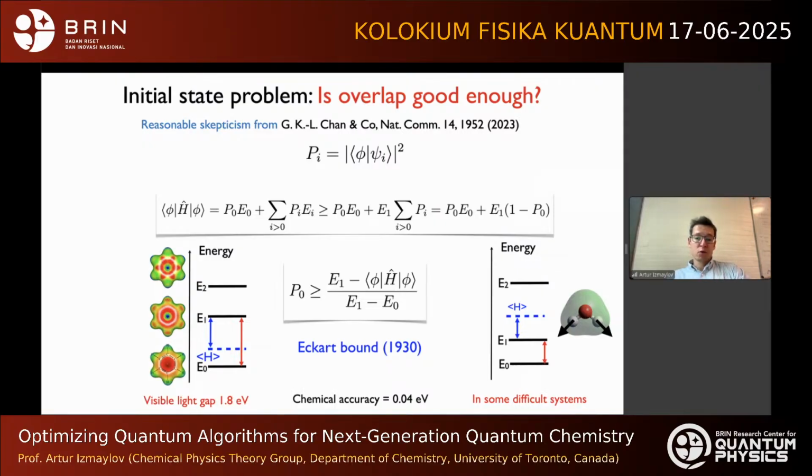And what this means is that the Eckart bound will be completely useless. It will be showing that P0 is more than some negative number, because if your expectation value is outside of the gap, the numerator will be negative, right? And so that's a problem.